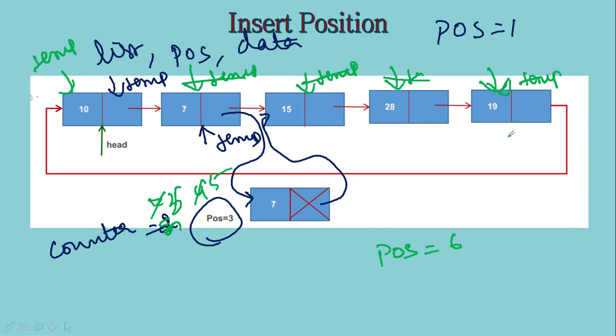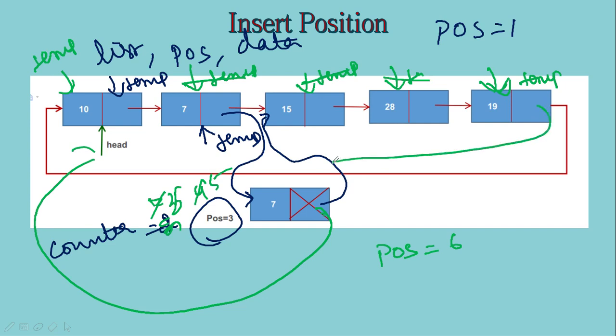So in this case it will break the loop and come outside, and what the algorithm says is the next part of the new node should contain whatever is in the next part of the temp, right? Actually the next part of the temp contains the address of the first node, so this connection will be automatically established, and you have to make the next part of temp equal to the new node. So this connection will also be made and the node will be properly inserted, right?